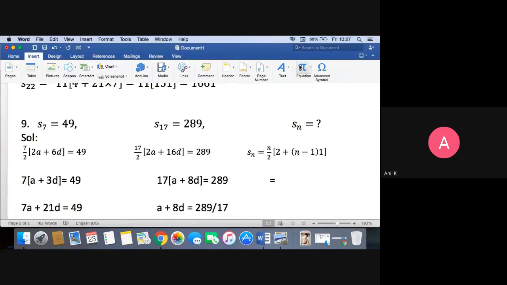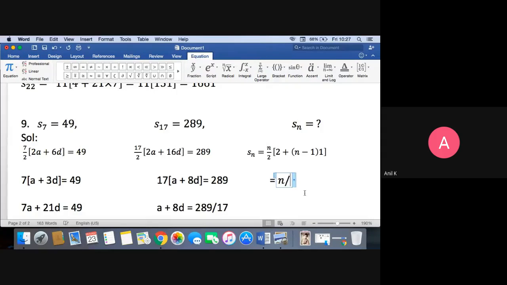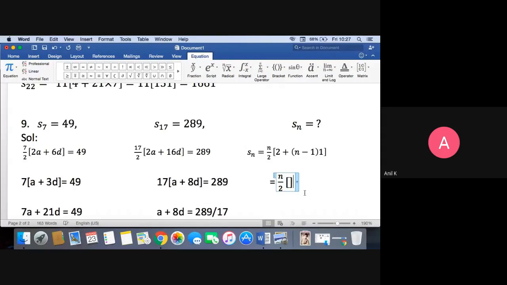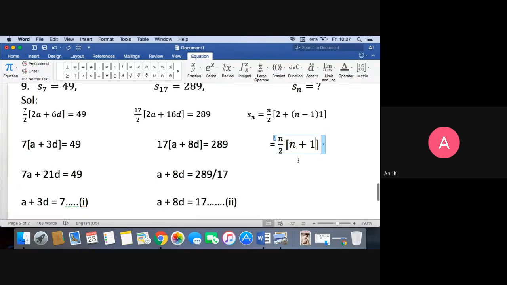So if you want for the simplification here, let me show you the simplification, which is equal to n by 2. If I open the bracket, this is 2 plus n minus 1. Finally, it will come as n plus 1. So Sn formula is n by 2 into n plus 1. That's the answer.